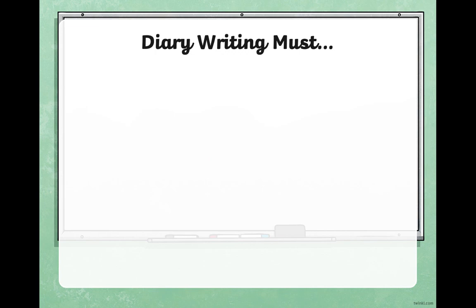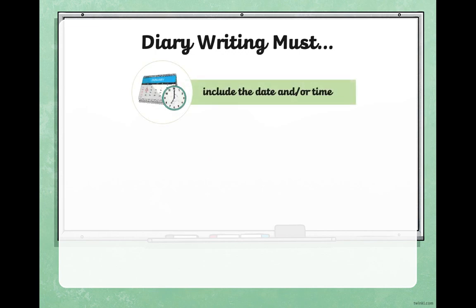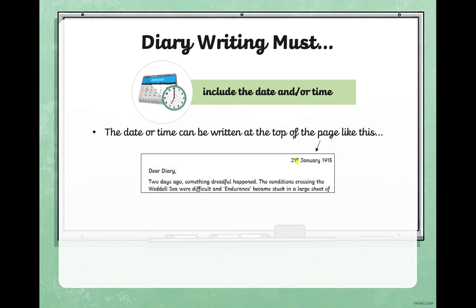Diary writing must include the date and or time. The date or time can be written at the top of the page like this. Dear Diary, 2 days ago something dreadful happened. The conditions crossing the Weddell Sea were difficult and Endurance became stuck in a large sheet of... But you can see it says 2 days ago there, so that's also telling us it's 2 days before this date. And they've put the date in the right hand corner of their page before they've written Dear Diary. So in a similar way that you might put your short date in maths in your book, but they've written the long date, as you can see there.